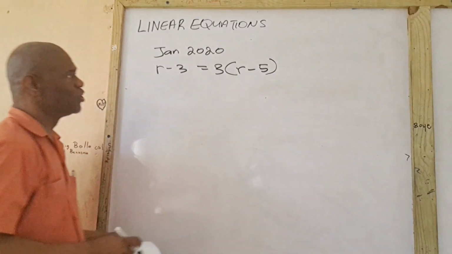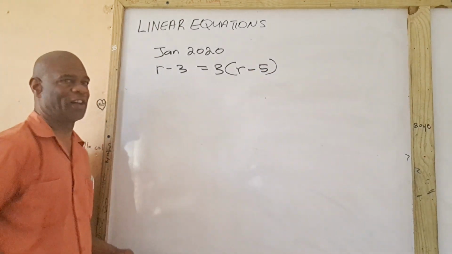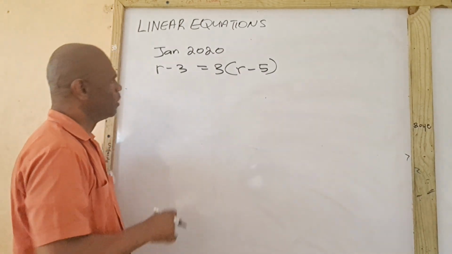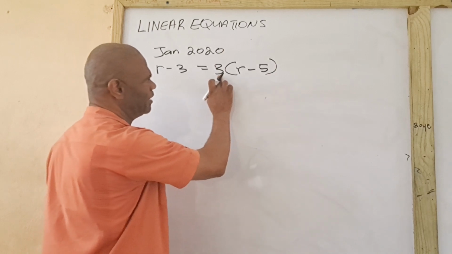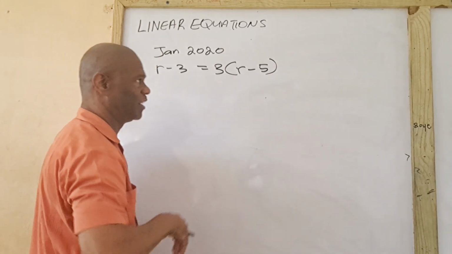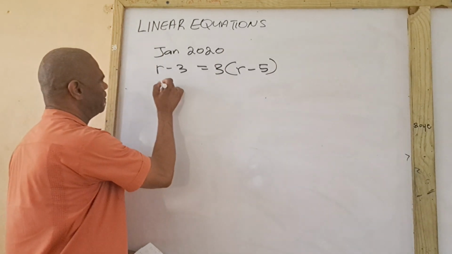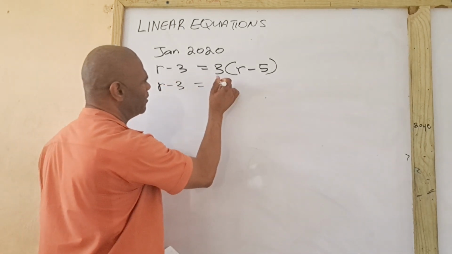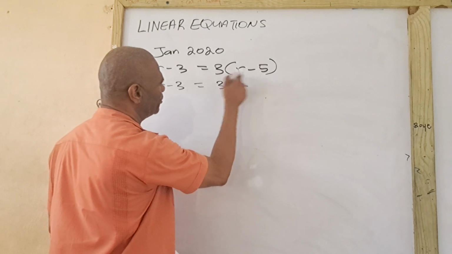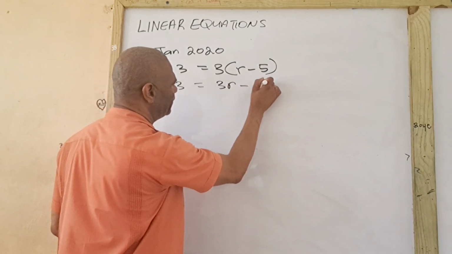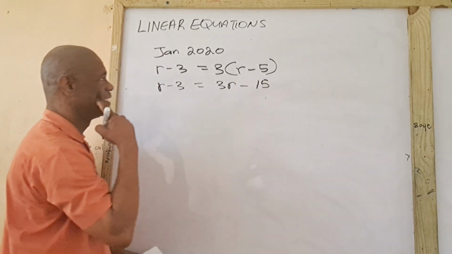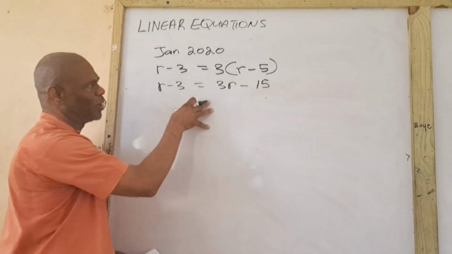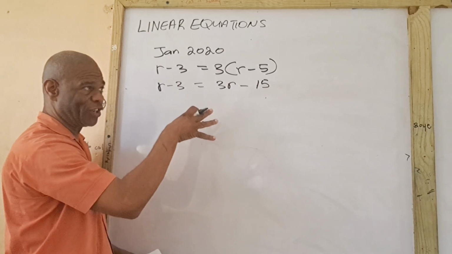Alright? Now, when we have an equation with bracket or parentheses, if you may call it that, we must first get rid of the parentheses. Let's do that, alright, in this case. So we have r minus 3 equal 3 times r is 3r, minus 3 times 5 is 15. Alright? So let's work it this way. Then now we are going to do what? We are going to group like terms.